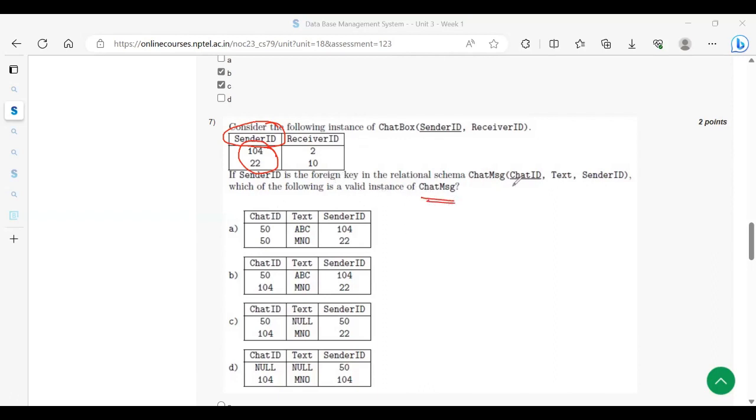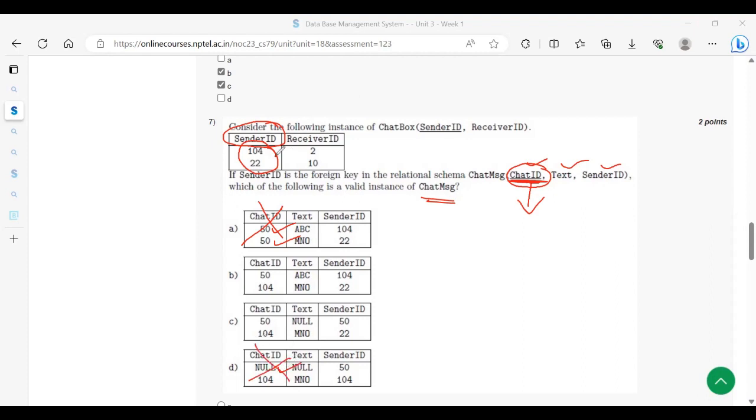So what is the valid chart message? Chart ID, text, sender ID. If you see here, again, chart ID is the primary key. If you mention some underline, they are going to say primary key. Primary key should not have any duplicate values. So 50, 50 is a duplicate, so you cross this one. Primary key won't accept null values. Null is there, so you cross this one.